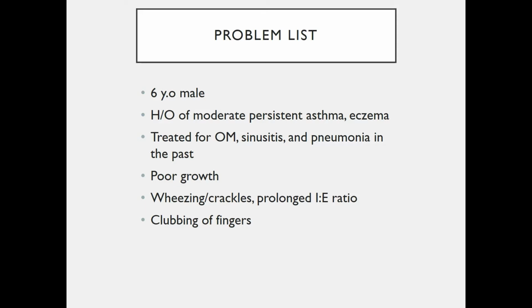To summarize our problem list, we have a 6-year-old male who has a history of moderate persistent asthma and eczema. He has been treated in the past for otitis media, sinusitis, and pneumonia. He has poor growth, and on exam, he has wheezing and crackles and a prolonged I to E ratio, and you also notice clubbing of his fingers.